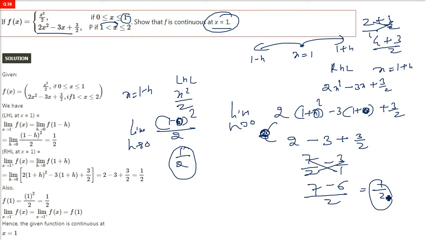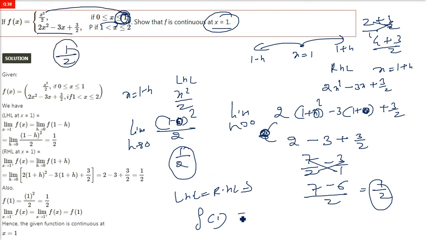Now you see, this is also half, this is also half, right? Okay, now is this done? No. Left hand limit and right hand limit are equal. This is fine, but we still have one step remaining, which is the value of the function at x equals 1. LHL and RHL are equal, but we have to check it for the function at x equals 1. So f(1), what is the value of the function at 1? It is x square by 2. Replace x by 1. 1 square by 2 is 1 by 2 only. Now all the three values are equal. That is why this function is continuous at x equals 1.